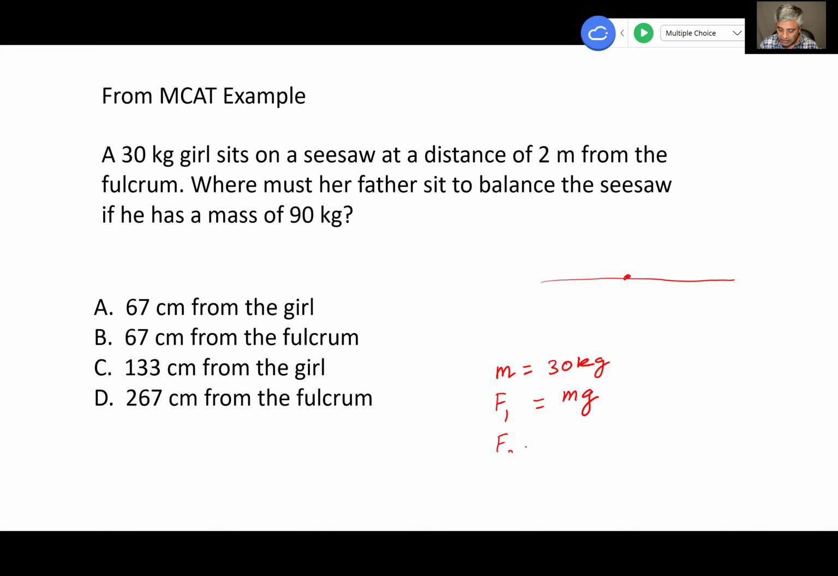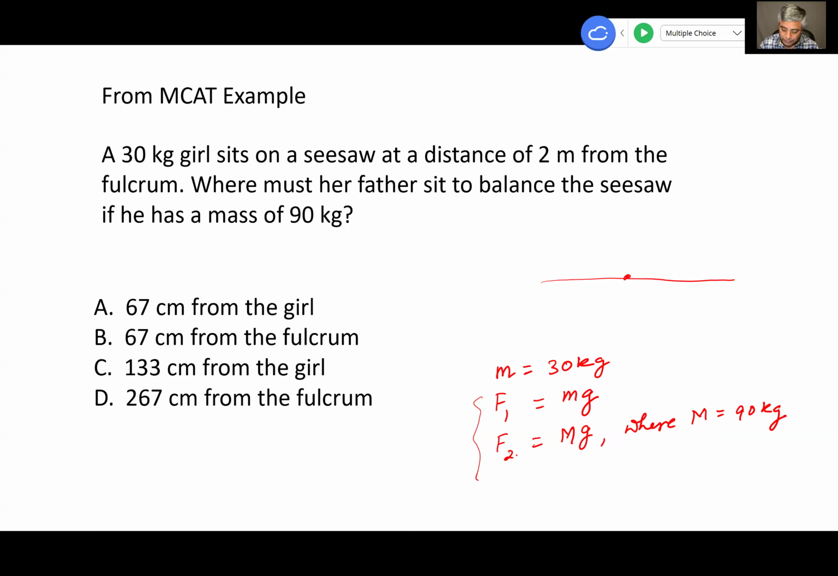Similarly, for the father, it is F2, and this is, let's say, uppercase M times G, where uppercase M is 90 kilogram. So this G may cancel later once you solve the equation, so you may not even have to plug in G, but force is not mass. Remember, force is mass times G. So that's what I'm doing here.